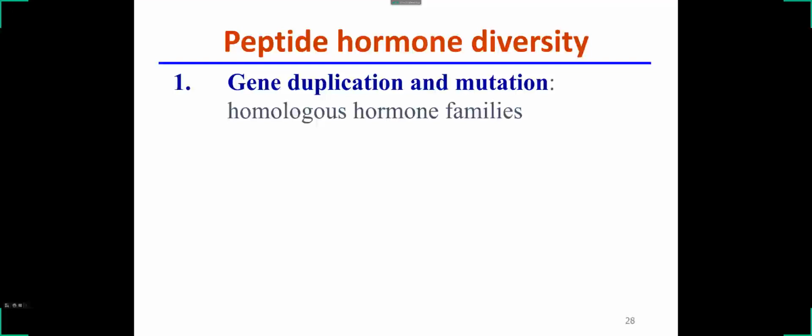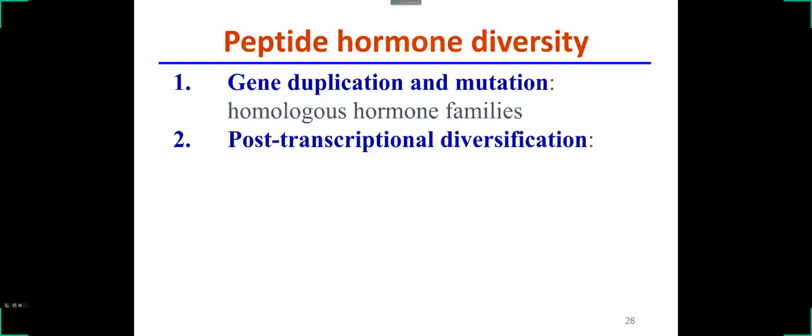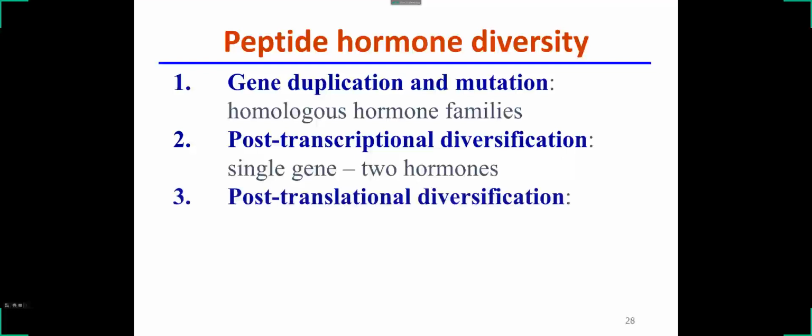So this process is called gene duplication and mutation, and it's created homologous hormone families. So you can also get this hormone diversity not just by gene duplication and mutation, but also via post-transcriptional diversification, by including different exons within the final messenger RNA. So you can get a single gene that can lead to two different hormones just by taking different exons and putting them together.